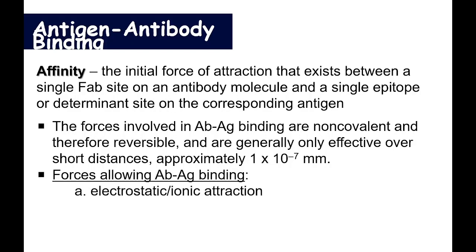First, we have electrostatic or ionic attraction. This attraction occurs between oppositely charged particles. So, for example, cations or positively charged particles will be attracted to anions or negatively charged particles.